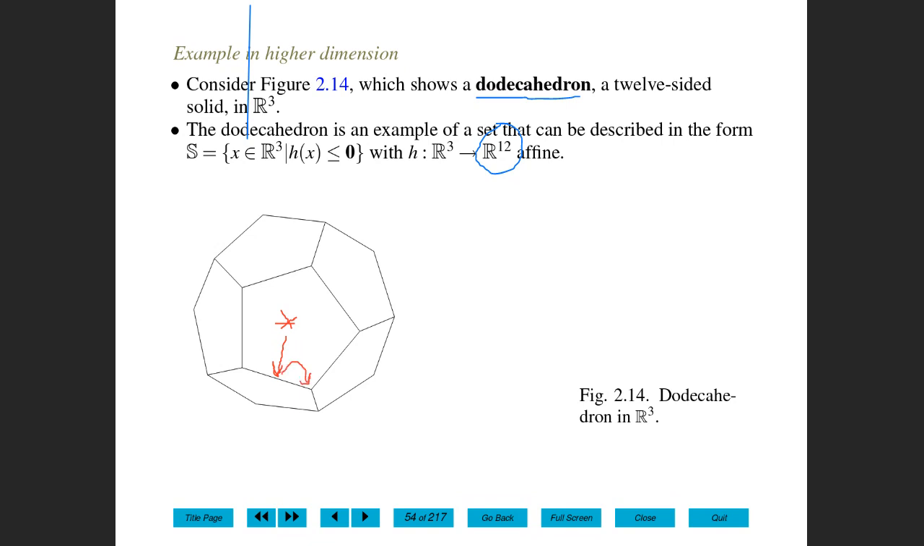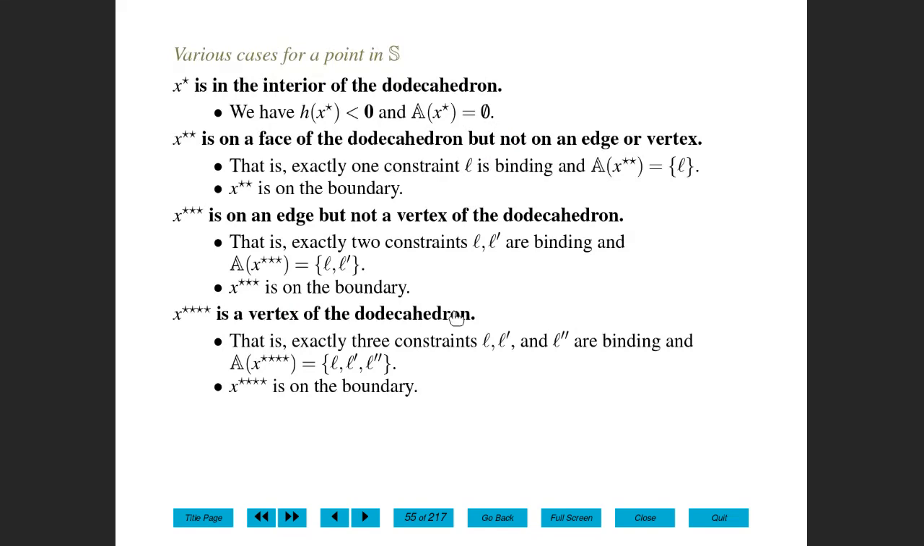So this will be your impact: if only one constraint is active, the point may be here on the face, because if it's on the face, it is still considered as being on the boundary. But if more constraints are active, then the point may be on the edge or maybe on the vertex.